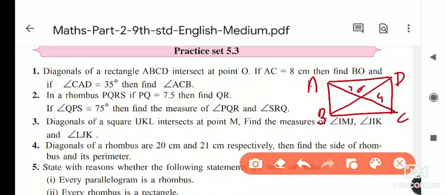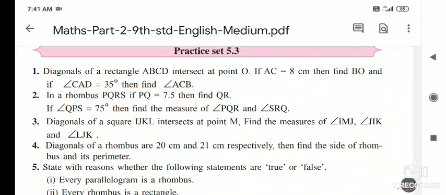So BO is equal to how much? 4, because they are congruent. AC is congruent to BD, and BO and OD are equal because the diagonals of a rectangle bisect each other. And angle ACB we have to find out. So the measure of angle ACB is equal to 45, because in rectangles all angles are 90 degrees.